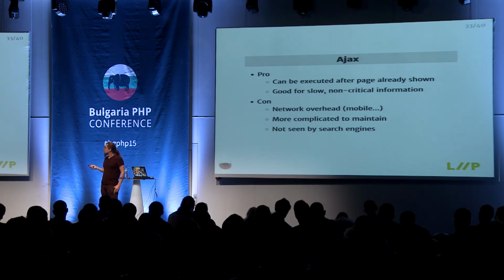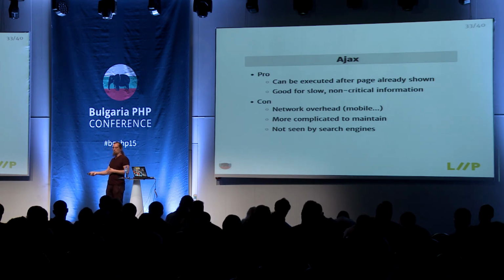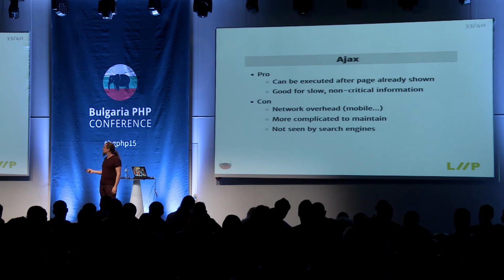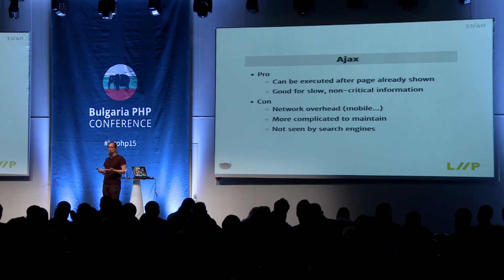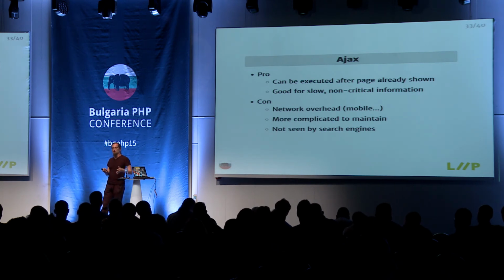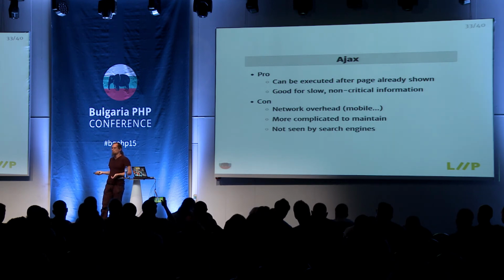There are several cons to that. One is the network overhead. If you're on mobile, where that matters a lot, each request-response is not so cool. It requires you to change your application. With this example of the product list, you will have one way to render a product directly in the page, but also another way to render it in a separate fragment for Ajax. So it makes it more complicated. You have to change your application.